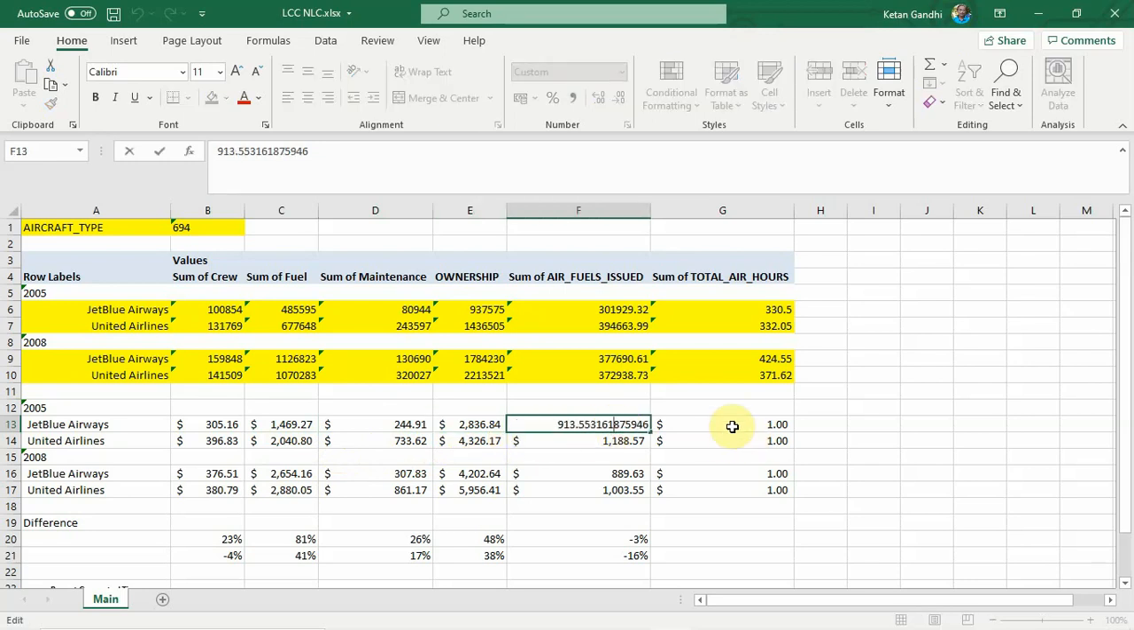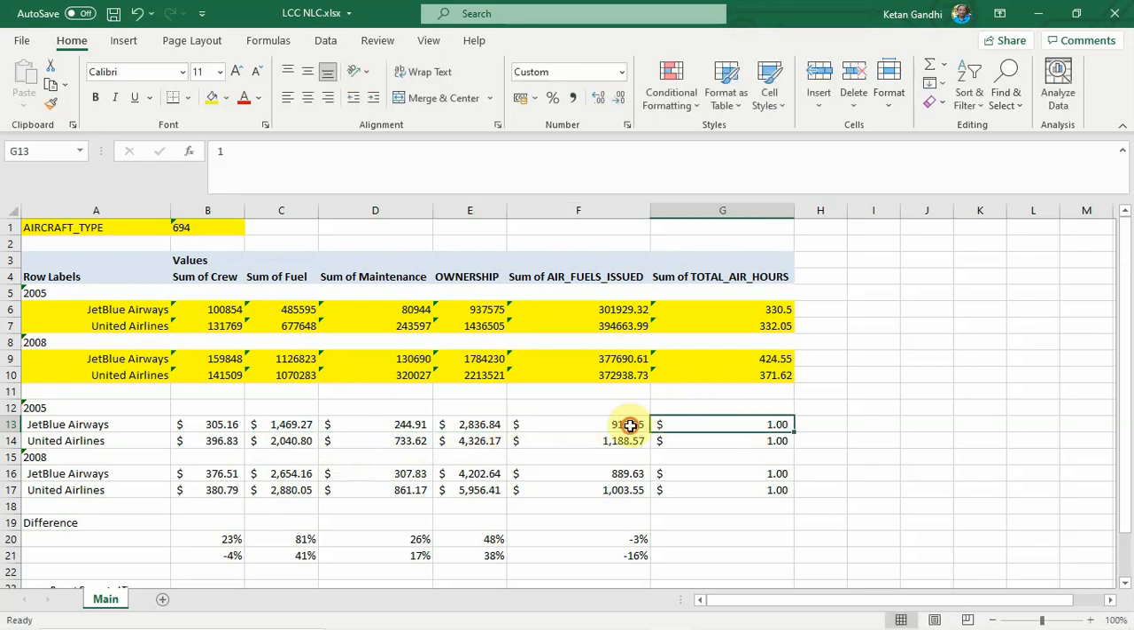Then the sum of the air fuel issued was $9,000 approximately, and this is just a nullified value. It's dividing the same by the same, so this is not to be considered.